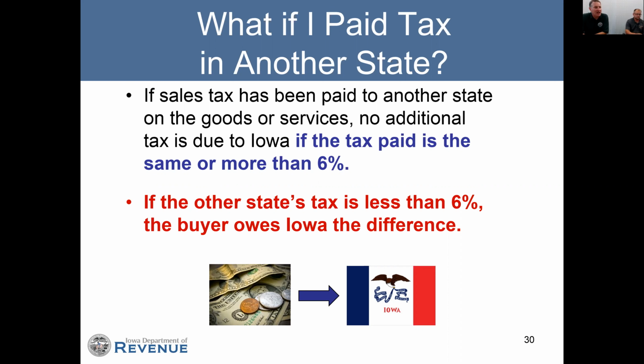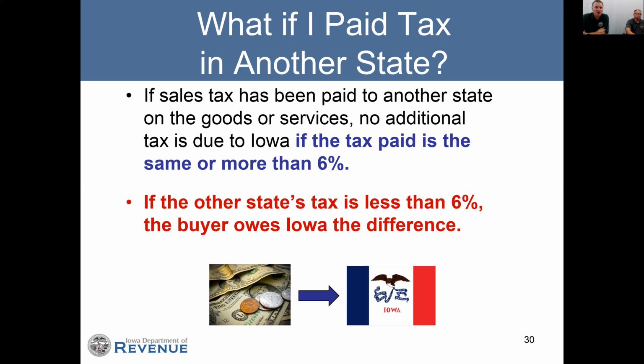Back to the slides. What if I pay tax to another state? An example of this, maybe you go to another state for vacation and you buy some things on vacation, and then you bring them back to the state of Iowa. If sales tax was paid to another state on goods or services in that state, no additional tax is due if the tax paid is the same or more than 6%. So if you go to a state where the rate is less than the state rate of Iowa, which is 6%, you're going to owe us the difference on that. So something to be aware of.